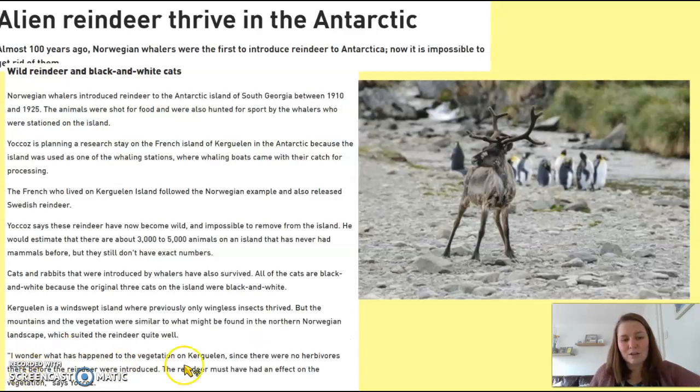The person writing the article has ended by saying they wonder what impact this had on the vegetation, so the plant life, since there were no herbivores before the reindeer. So the reindeer must eat the plants on the island, and that would then impact the growth of the plants because they weren't used to anything feeding on them before. So this is a real life example of taking an animal from somewhere else, putting it somewhere where it doesn't belong, and it actually being able to survive.